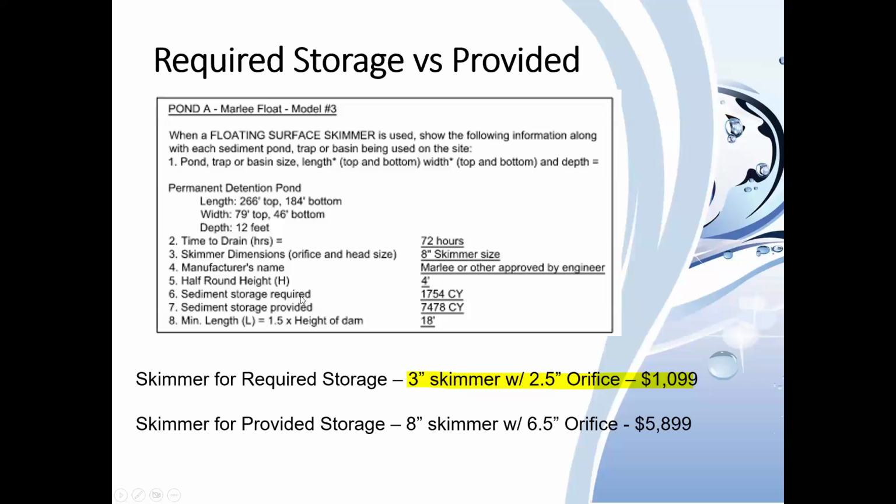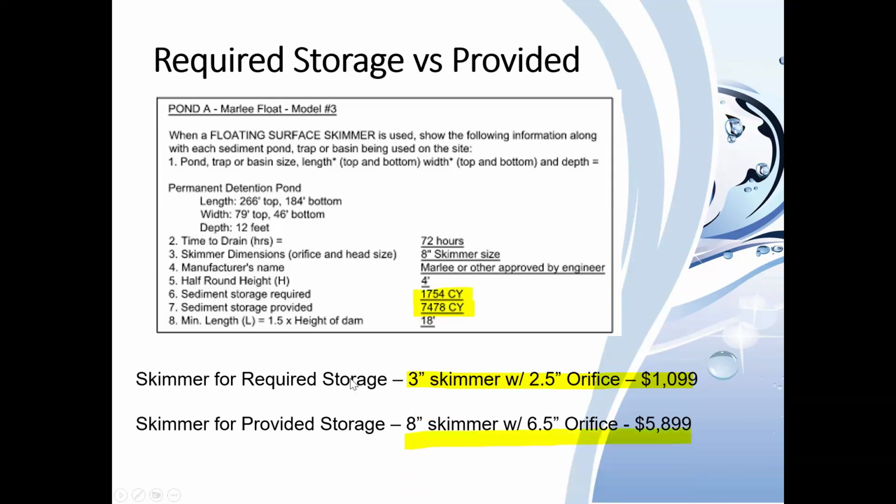Here they have the sediment storage required and provided. Now, in this case, this is in an area where the sediment storage is equal to the pond storage. So the required volume was 1,754 cubic yards, where the actual basin was 7,500 cubic yards. So, much larger actual than what was required. The skimmer that would be needed to drain that required storage would have been a 3-inch skimmer with a 2.5-inch orifice. That skimmer, if it's a Marley, retails for $1,099.